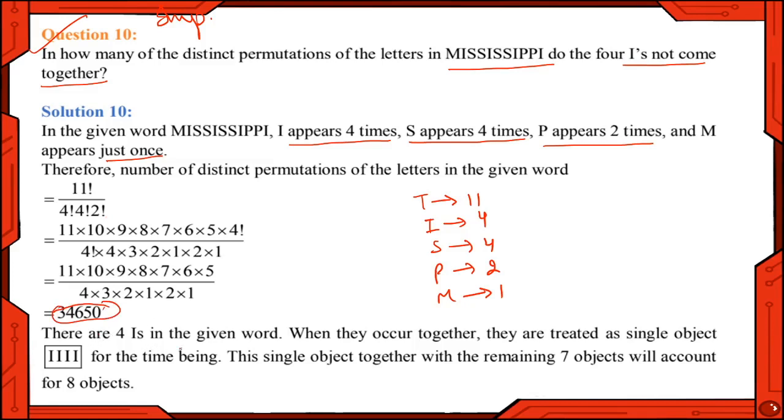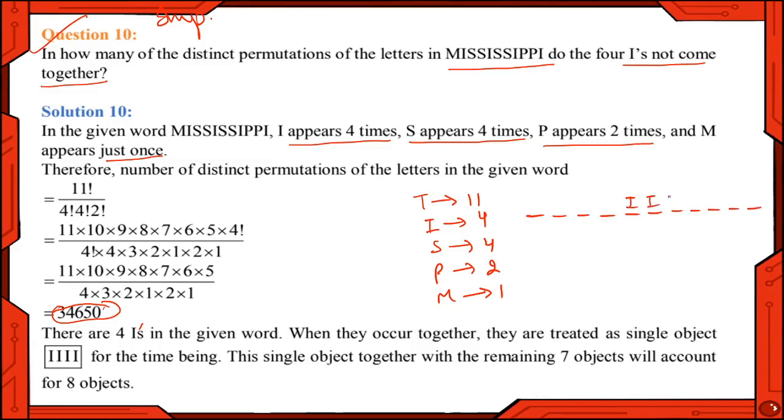Now there are 4 I's in the given word. When they occur together, they are treated as a single object. Let's take the 4 I's and lock them in a box and consider it as one single object. So total letters were 11, and now we are going to arrange these letters, but we will consider all 4 I's as one object. So how many total objects do we now have? 7 plus 1, 8, right? How many total letters were there? 11.